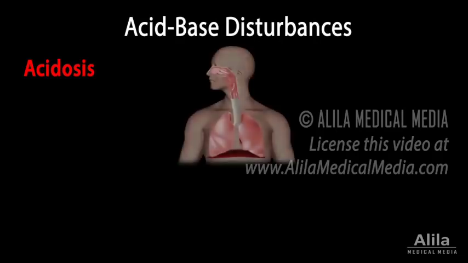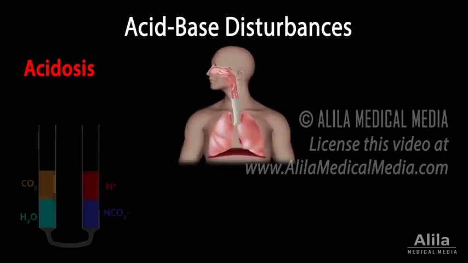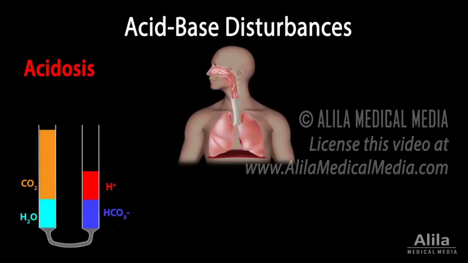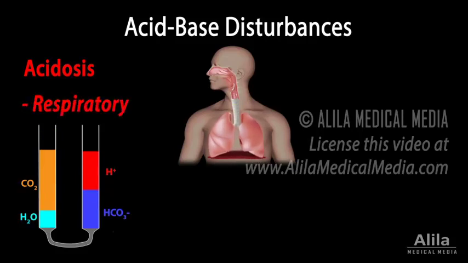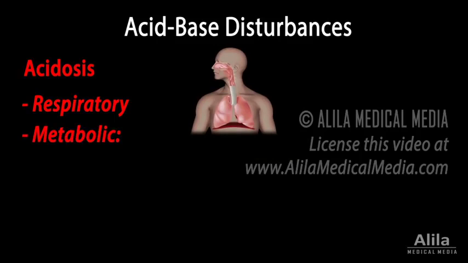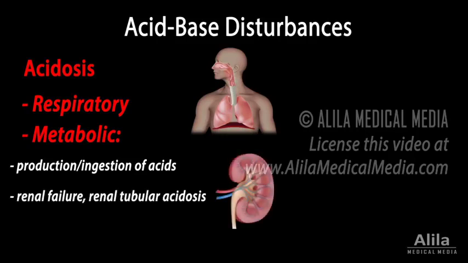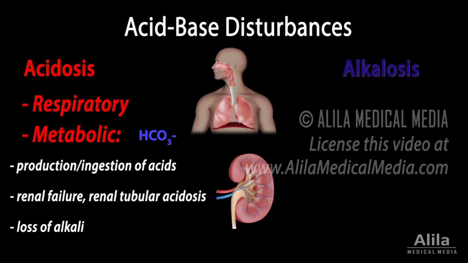Acidosis may result from inadequate function of the lungs, which causes arterial carbon dioxide to accumulate. This is respiratory acidosis. On the other hand, metabolic acidosis may result from excessive production of metabolic acids, ingestion of acids, decreased ability of the kidneys to excrete acids, or loss of alkali. Metabolic acidosis is characterized by primary decrease in plasma bicarbonate. Alkalosis can also be either respiratory or metabolic.